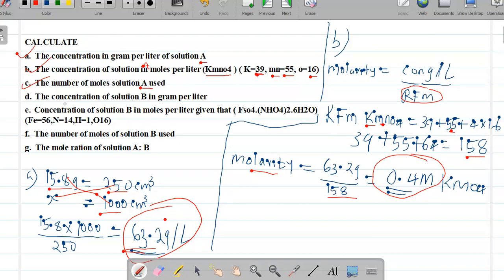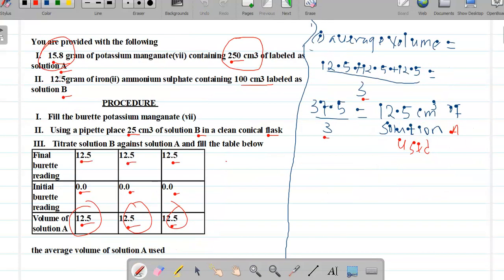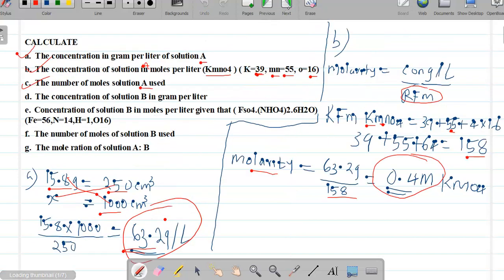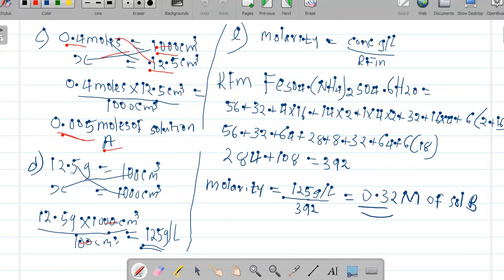Part D: the concentration of solution B in gram per liter. Let us check solution B. We have the mass of solution B as 12.5 gram, total volume 100. To get the concentration in gram per liter, this mass is equal to this volume, then what about 1000? 12.5 gram is equal to the total volume, which is 100. What about 1000? Then you cross multiply: 1000 times 12.5 divided by 100. Then you will get 125 gram. This is the concentration in gram per liter of solution B.